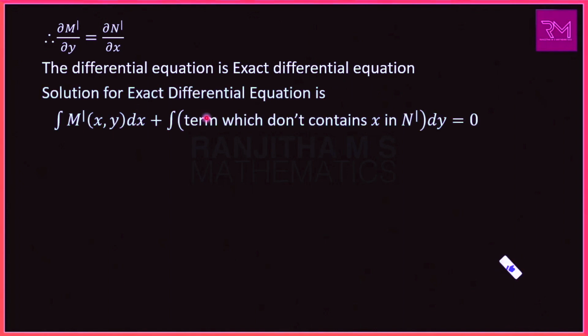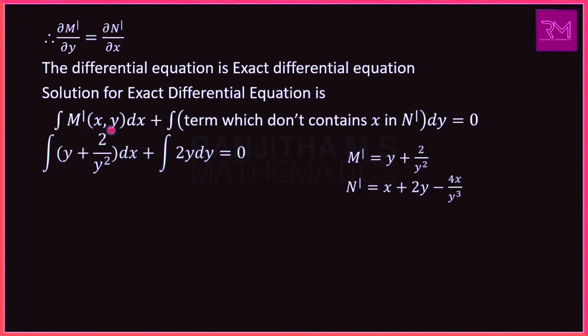Next step, the solution for an exact differential equation is integral of M dash of x comma y dx plus integral of terms which do not contain x in N dash into dy, which is equal to 0. Here M dash is y plus 2 by y square, N dash is x plus 2y minus 4x by y cube. Here for this, substituting this value, we have to take the finally obtained exact differential equation, not the given problem. Finally obtained exact differential equation. Using that, we have to take M dash and N dash value and substitute here.